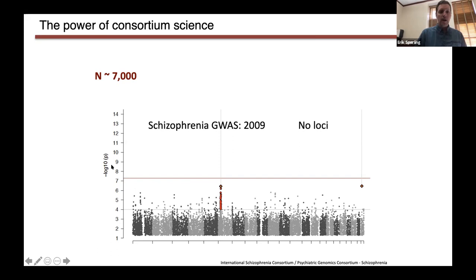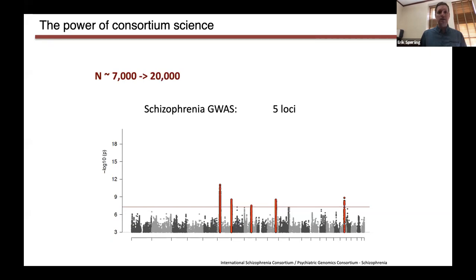And what's interesting is that after all of this work by the consortium, 7,000 samples, they actually weren't able to say that any of the loci were associated with schizophrenia. But they kept working, they kept building their database, they tripled the amount of data that was available through the hard work of their members, and they were able to identify the first five loci that were associated with schizophrenia.